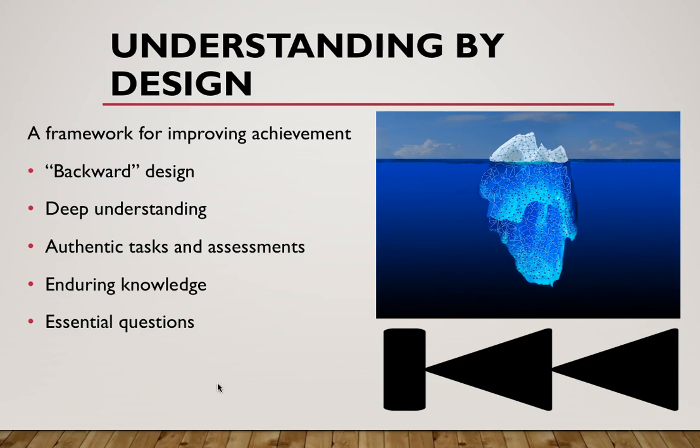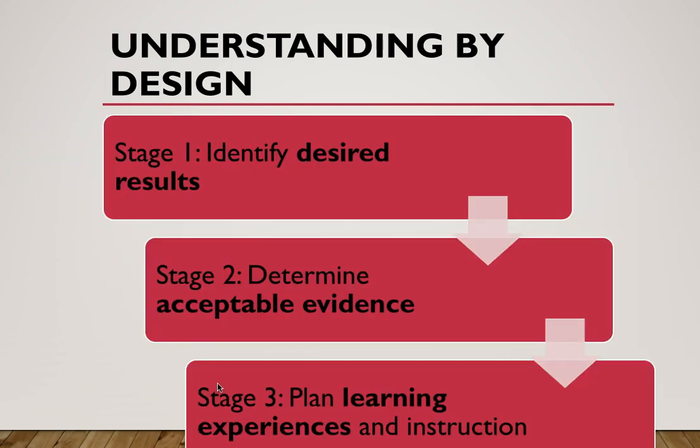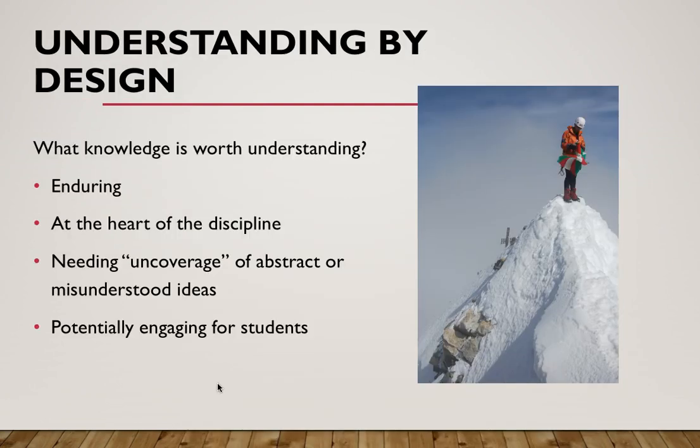So understanding by design, as you know right now, is about backwards design, deep understanding, developing authentic tasks as much as possible. What is the real use of this knowledge? What is the enduring knowledge, and what are the essential questions? And as you know and have seen, there are 3 stages. And in those 3 stages, the first thing we're going to ask ourselves is, what is enduring? What is at the heart of the discipline? What needs to be uncovered? And potentially, what is engaging to students? So you can study about mountains, you can name mountains, you can look at the geology and all that kind of thing, but it's really different than when you get to the summit.